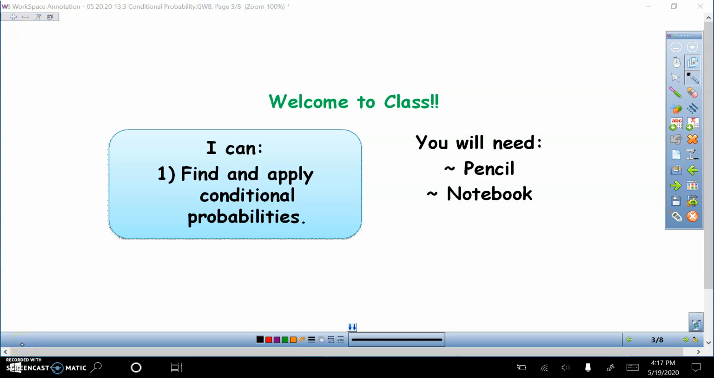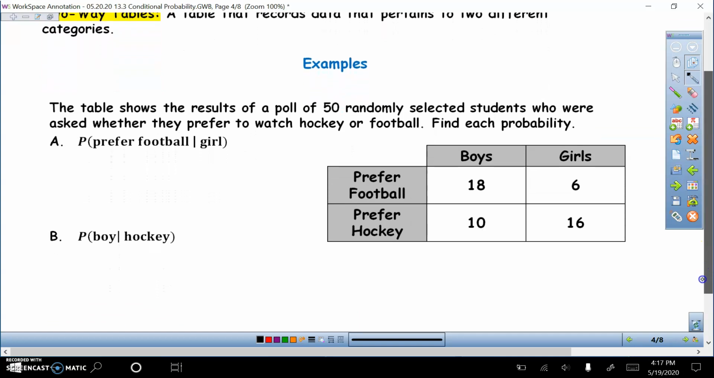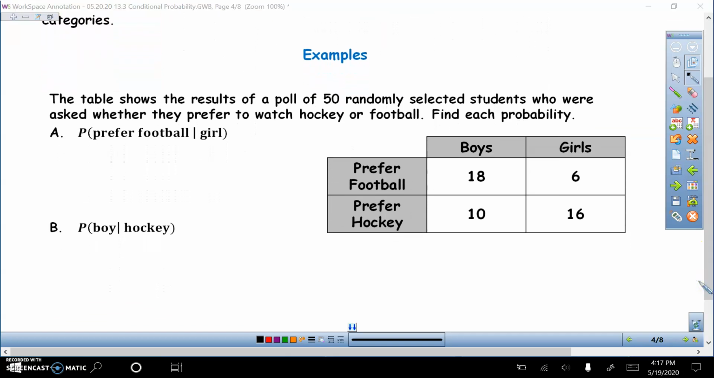Hey guys, in this video we are going to talk about how to find and apply conditional probabilities using something called two-way frequency tables. So a two-way table is a table that records data that pertains to two different categories. The table below shows the results of a poll of 50 randomly selected students who were asked whether they prefer to watch hockey or football.